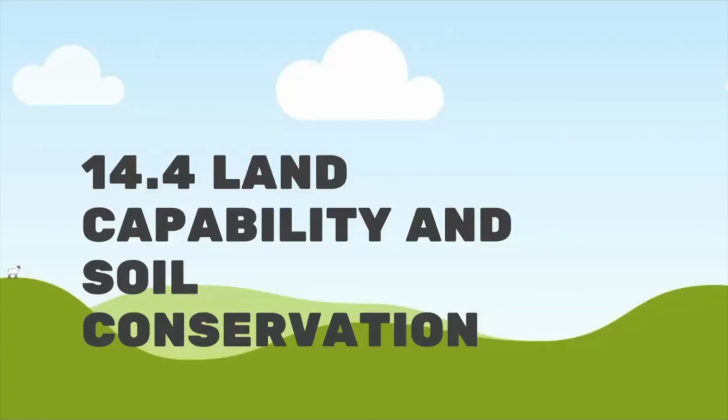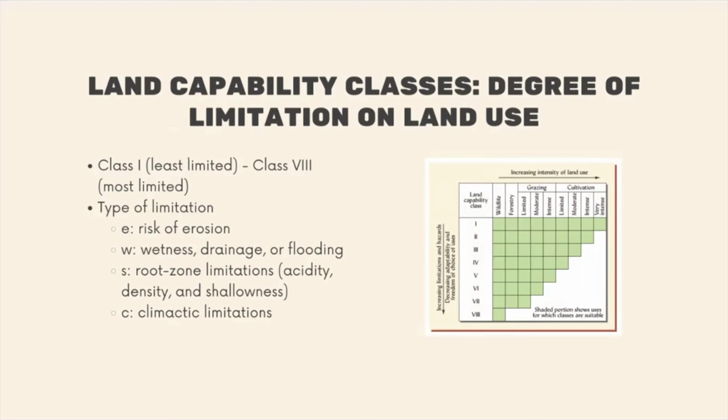And then our last section that we will go over is land capability and soil conservation. So there are actually different classes of land capability, which are basically the degree of limitation on land use. So class 1 is going to be the least limited, and class 8 is going to be the most limited. And then there are different types of limitation. So you might say 1E, so that means that it's the least limited, but the limitation is the risk of erosion. And then there's W for wetness, drainage, or flooding. S is root zone limitations, which include acidity, density, and shallowness. And then C is climatic limitations.